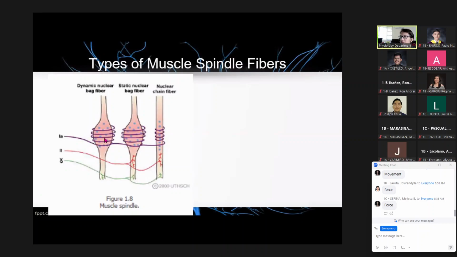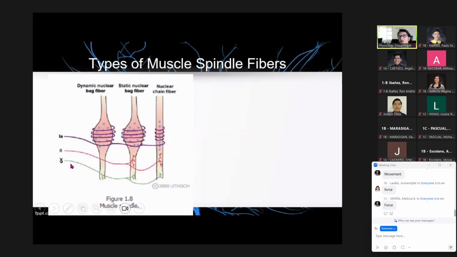You see the difference, di ba? The bag fibers have this enlargement in the middle, okay, with the nuclei. And then, ano pang mga interesting dito? Okay, so we have these neurons, and these neurons are your 1A, your 2, and your gamma.